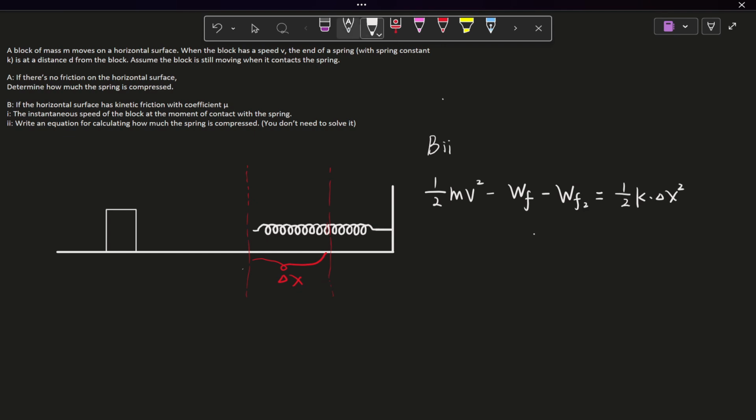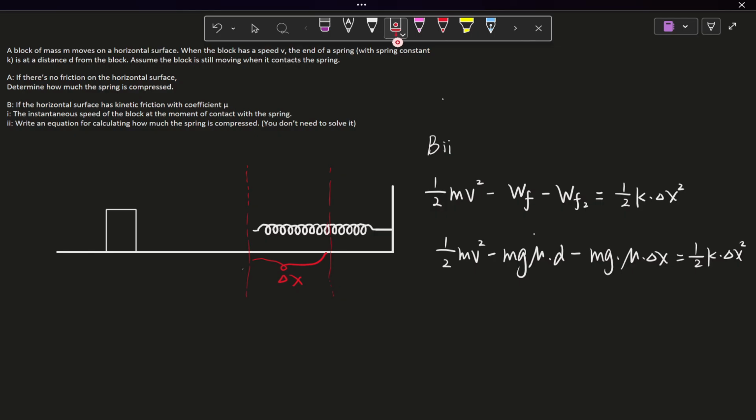So for the work done by the friction originally, we can just use the result we got from the last one, 1/2 mv squared minus mg mu times d, minus the friction force, which is still the same, right? When it's traveling in this section, it's still mg times mu. And over here, it will be mg times mu times delta x. And it is equal to 1/2 k times delta x squared.